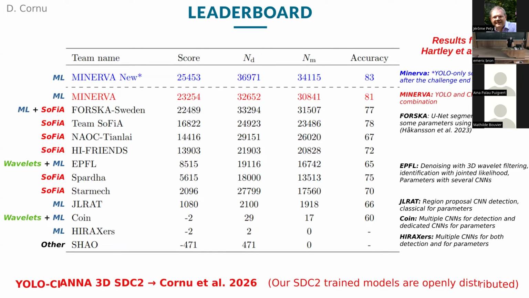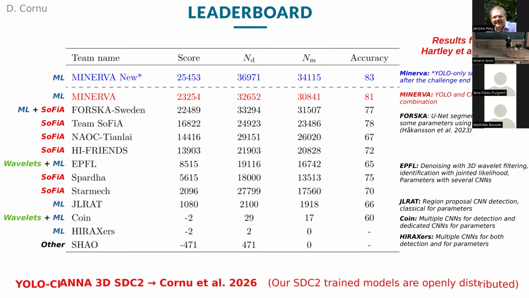But what is more interesting, I think, in this leaderboard is the type of methods that were used by the different teams. So you can see that SOFIA is the only classical method that was used by all the teams. The only team that tried to implement a new classical method, a non-statistical learning method, is the SKAO team that reached the last place, unfortunately.